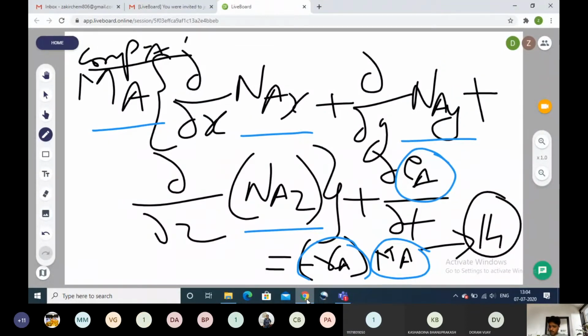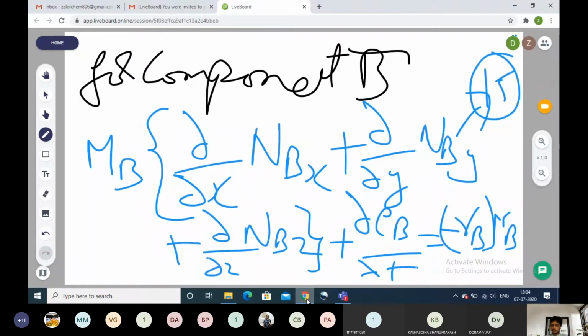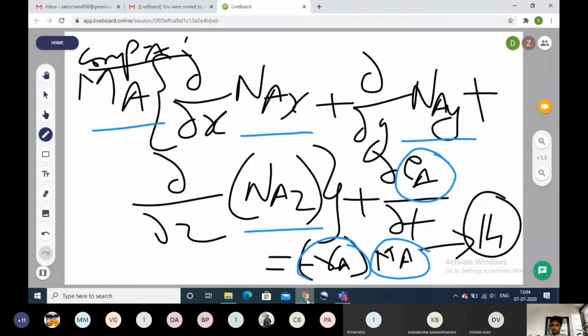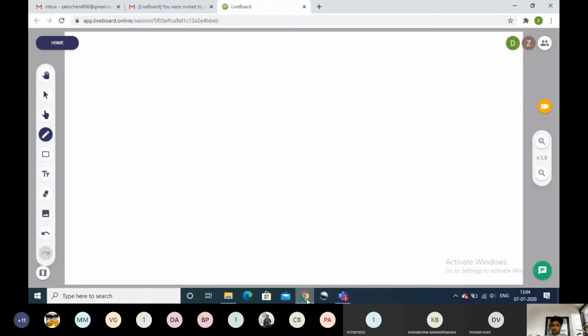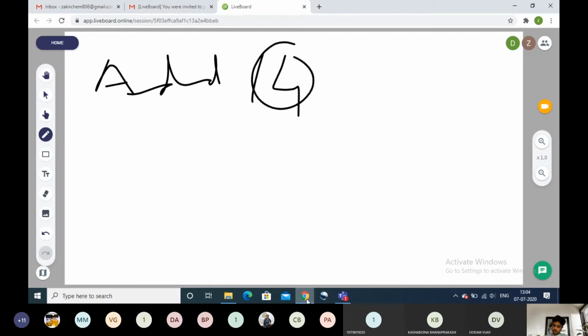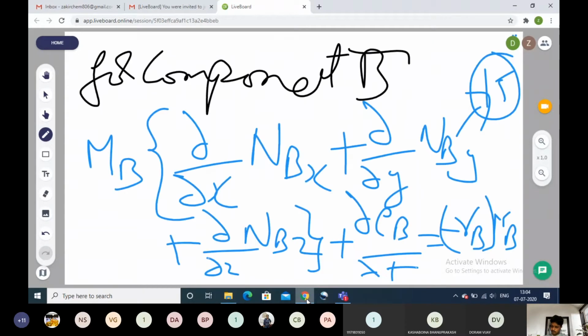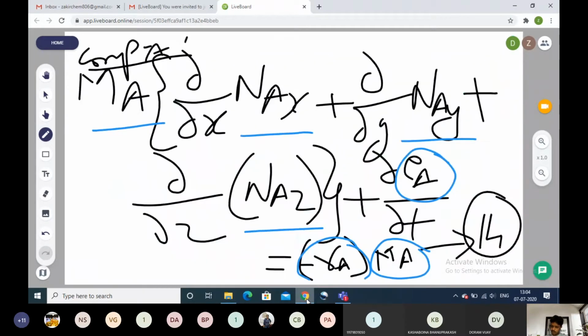So first let me derive from this equation. This is equation 14 derived from component A, and equation 15 is for component B. We just replicated equation 14 with respect to component B. Now the next step is to add equation 14 and 15. These are both equations.